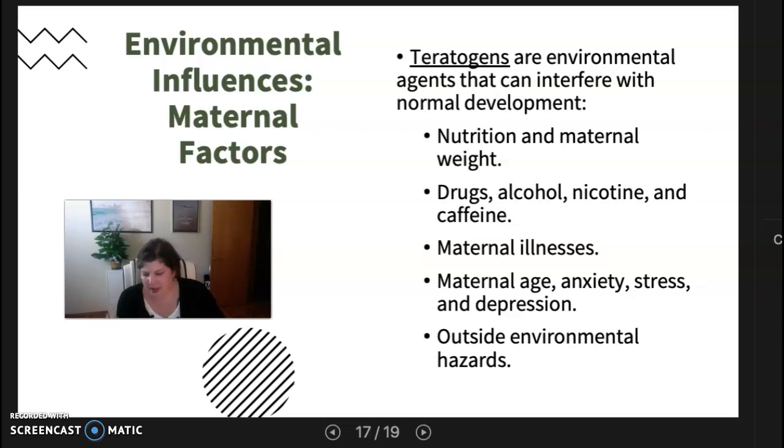There's also some men who might have trouble with their sperm as they get older. Not as much of an issue as it is with women, because obviously there's just not the same stress on a male body. But it does also matter what men are exposed to, if they're using drugs and alcohol, things like that.